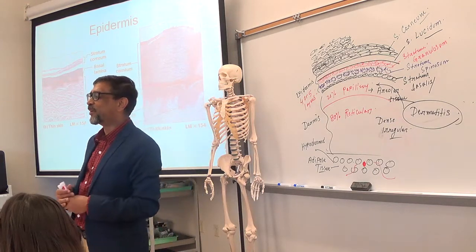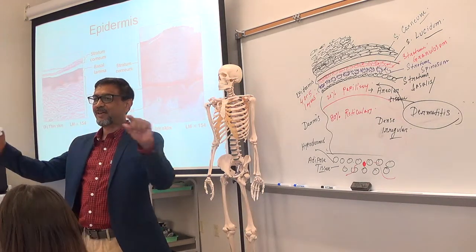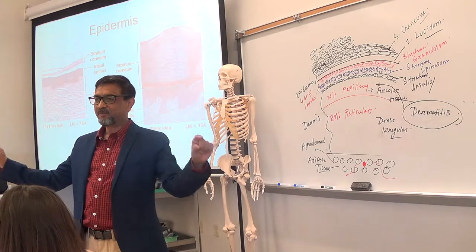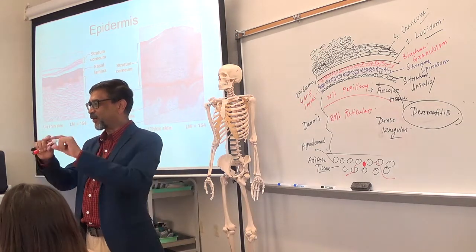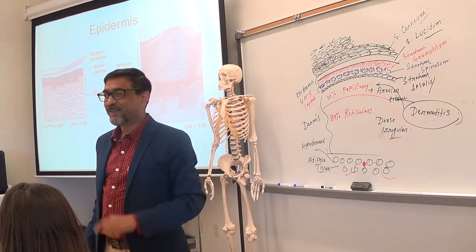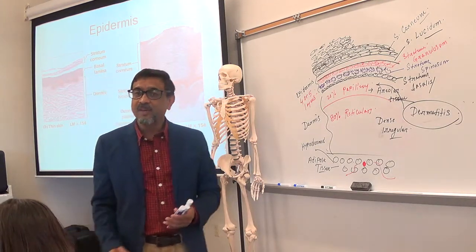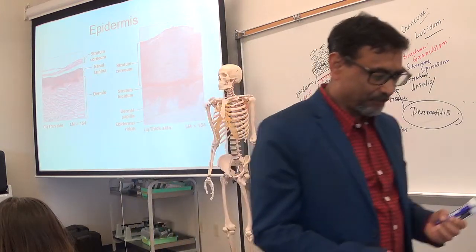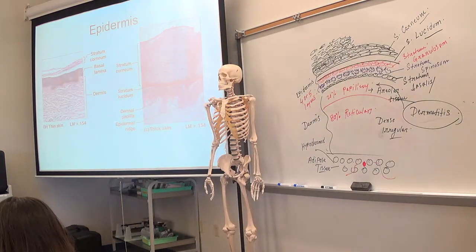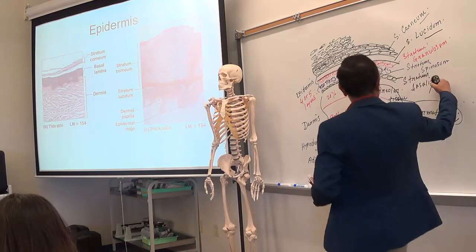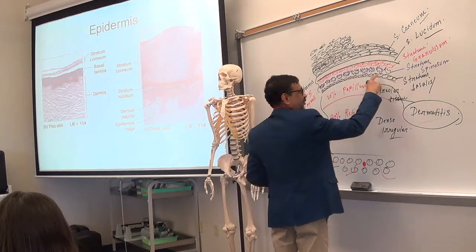Which layer of the epidermis has a layer of stem cells? Innermost or outermost? Innermost one, right? Basilis. Stratum basilis, which is also called germinativa. Okay? So you need to know the name of those 5 layers. You see here, these are the stem cells.